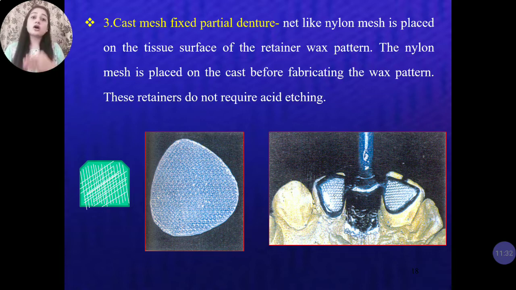So we saw a Rochette bridge with the funnel shaped perforations and silane coupling agent. Then we saw Maryland bridge. In the retainers of Maryland bridge, there are no perforations, but the inside surface or the intaglio surface of Maryland bridges is acid etched. The third case, cast mesh fixed partial dentures, is easy to remember, since a mesh like structure is present on the retainer.